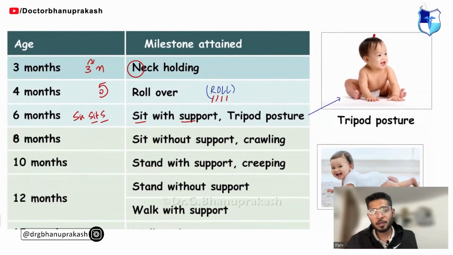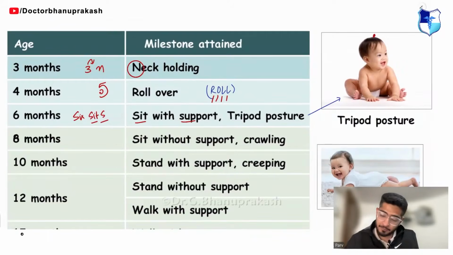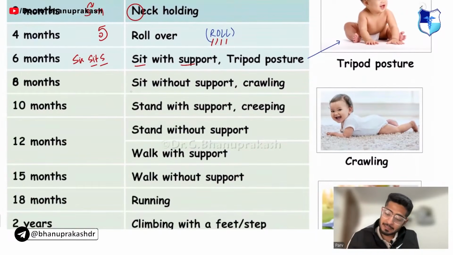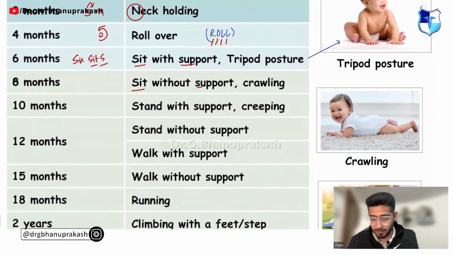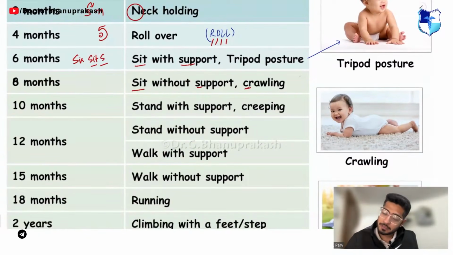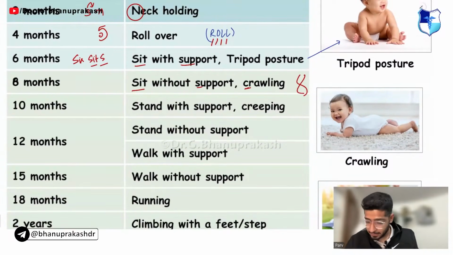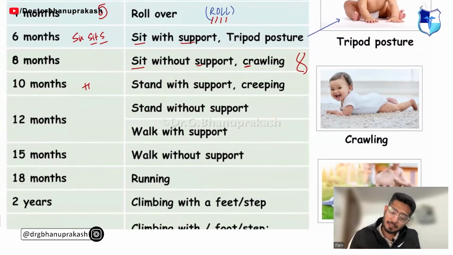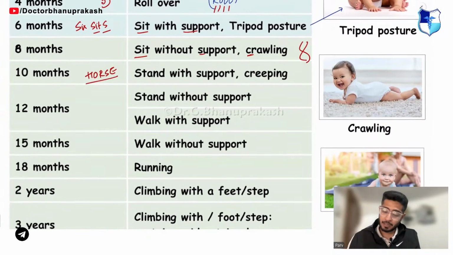Tripod position. Okay, and after that you have got 8 months, that is sits without support at 8 months, or the baby is going to crawl. So I've told you that crawling is just like 2 snakes, so 2 snakes together makes 8. And then stand with support, it's just like a horse. Okay, so stand with support and stand without support, I'll teach you. Just remember, just like a horse, it is like this.